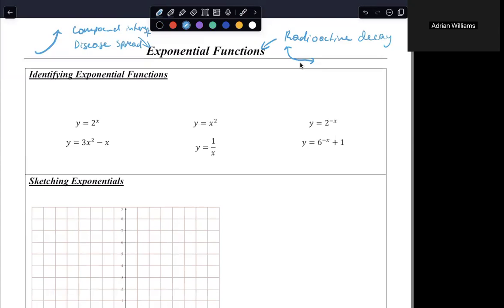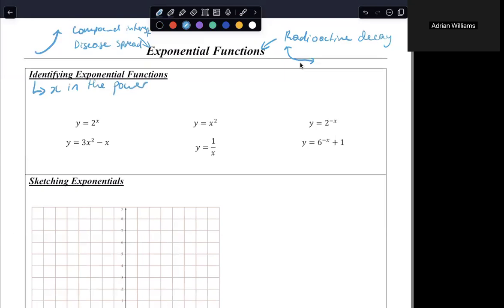You've covered up to this point linear relationships. You've covered quadratic relationships, particularly with maximum minimum problems. So now what we want to do is we want to be able to identify an exponential function. An exponential function is really, really easy to identify. What you are looking for is an unknown or an x in the power. Nowhere else, just inside of the power.